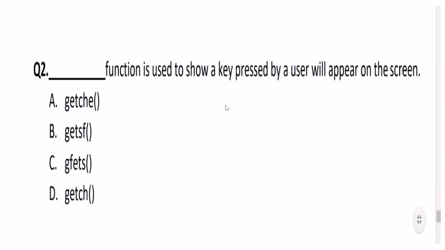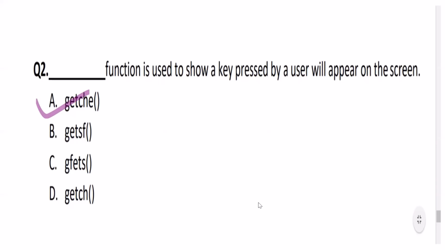Here is a straightforward question: which function is used to show a key pressed by a user on the screen. The correct answer will be getche. Though we use getch also in some of our codes when we are working with the Turbo C compiler.